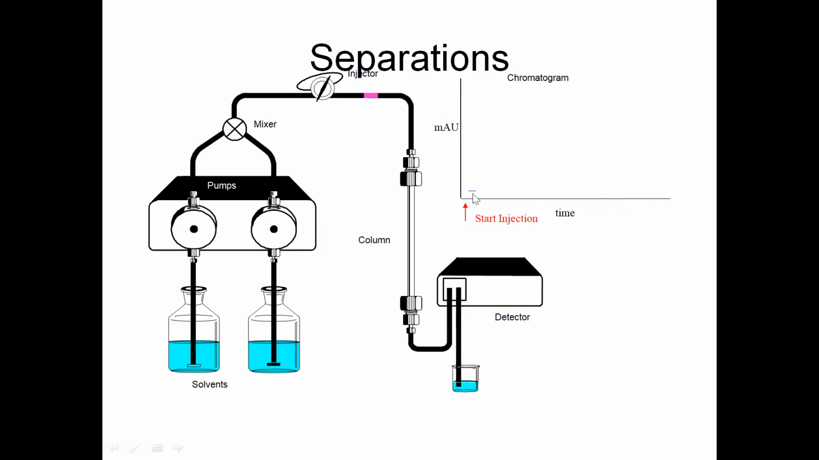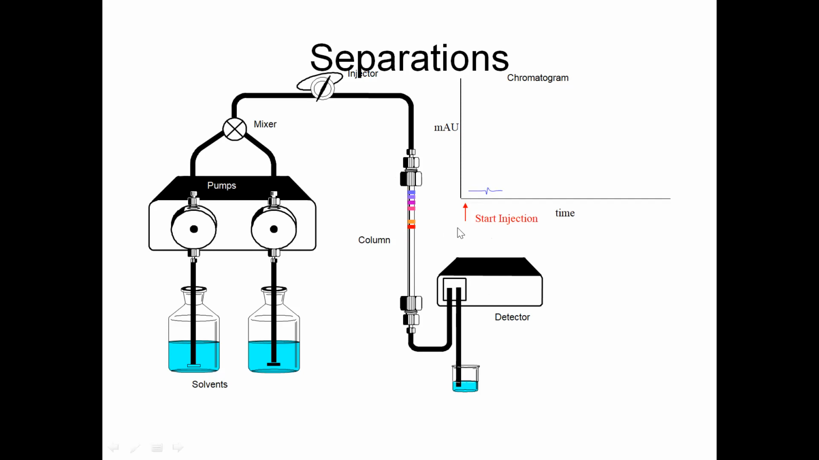So this baseline is at 0. That means nothing is coming to the detector, because no sample is coming out of the column. The sample is here. Now you see the sample is going. It is loaded in the column, and depending on the chemistry of the column, the sample is separated. Can you see that? You can see different bands in the column.